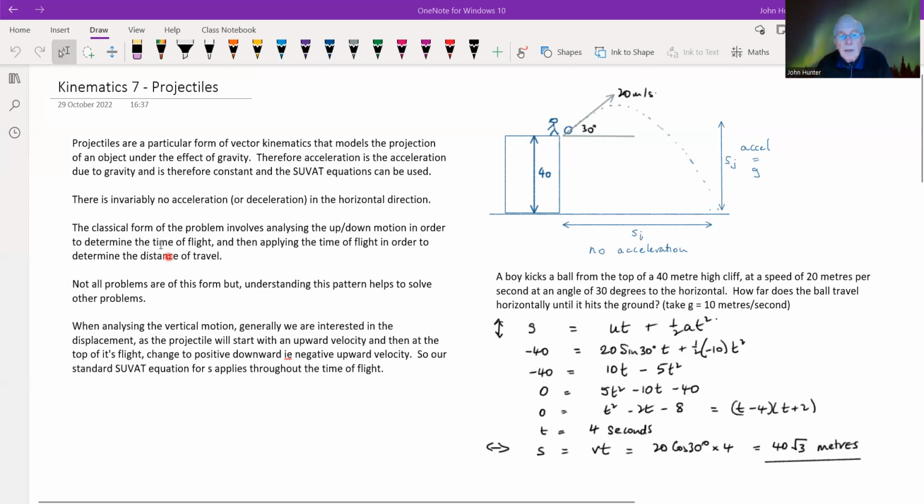The classic form of this problem involves looking at the up-down motion in order to work out the time that the ball is in the air, and then using that in the horizontal travel to work out the distance. Now, not all the problems are like that. That's a very typical form. Everything else is related, really, but obviously you're not always being asked for the horizontal distance.